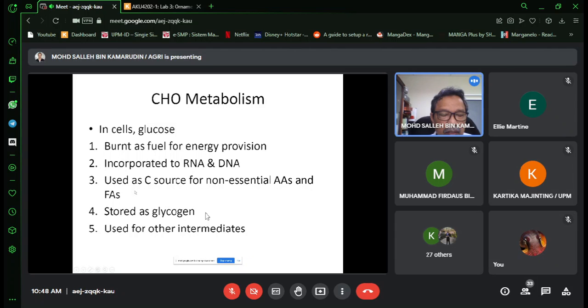And use as a carbon source for, saya kata sama juga tadi, essential, non-essential amino acid and fatty acid synthesis. They will be stored, the glucose will be stored in liver as glycogen. And then the glucose is also used for other intermediates in the body. So basically, those are the function of glucose bila dah masuk dalam cells.